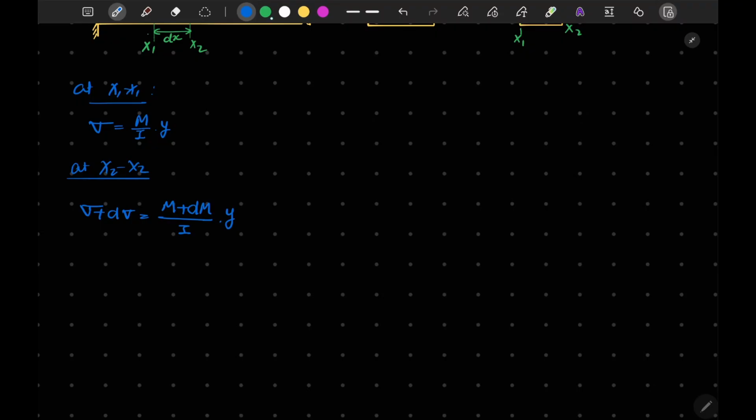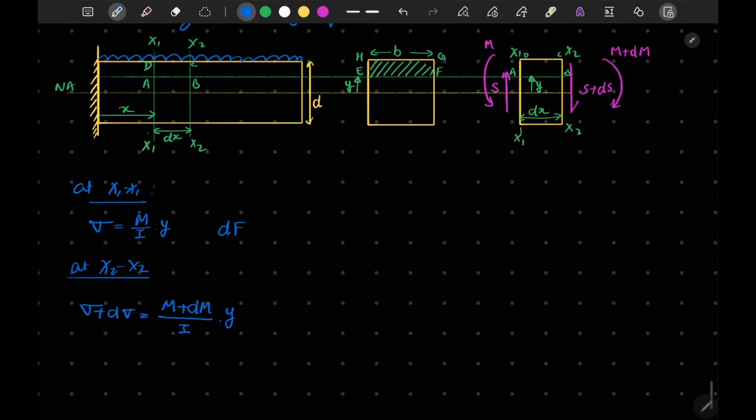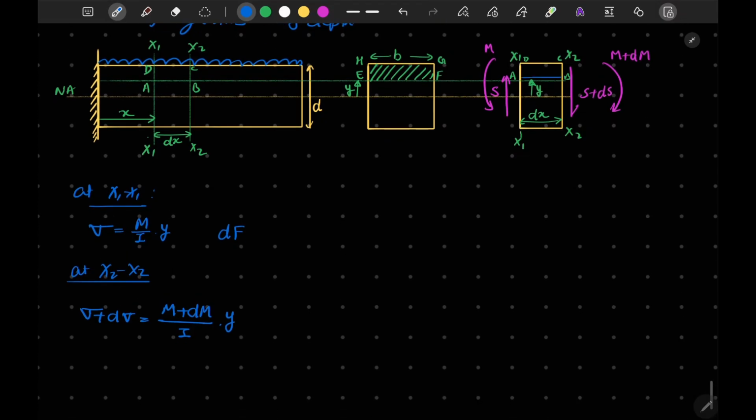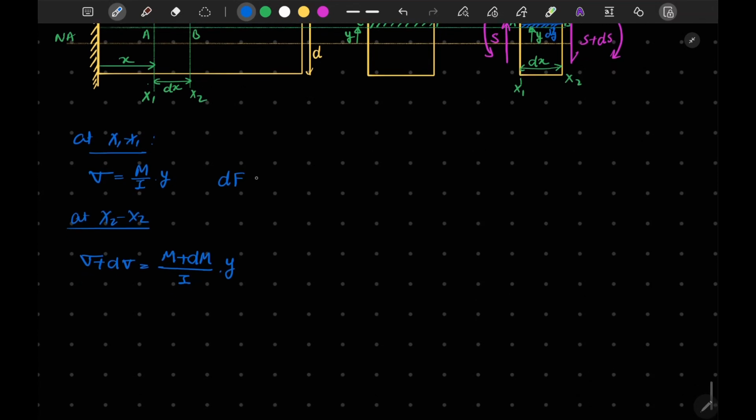Now using this equation we can also write the small force which will be acting if we consider a strip here. Let's say we have considered a strip of width dy. In that case we can write dF is equal to stress into area, that is sigma into area of strip. Or let me write it as I already mentioned in your last chapter, M by I into y into dA.